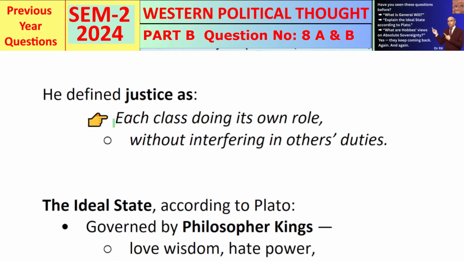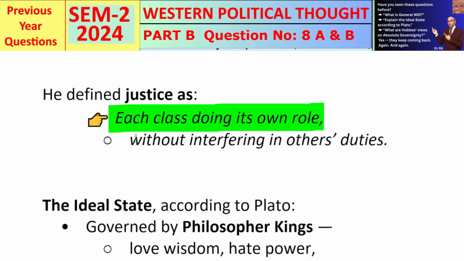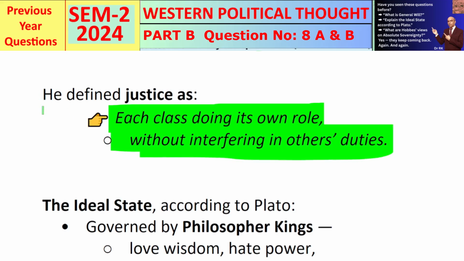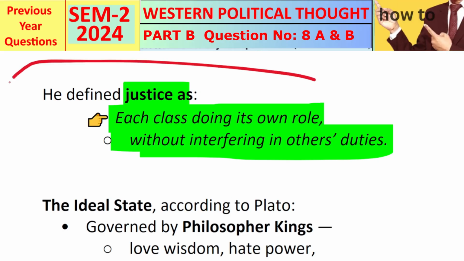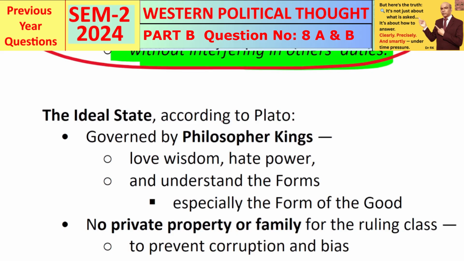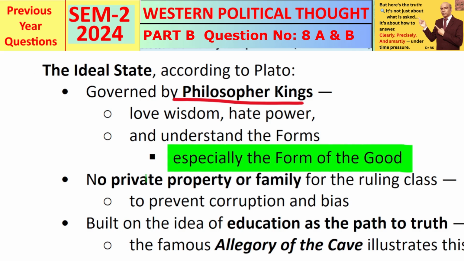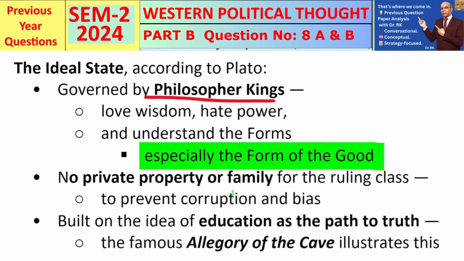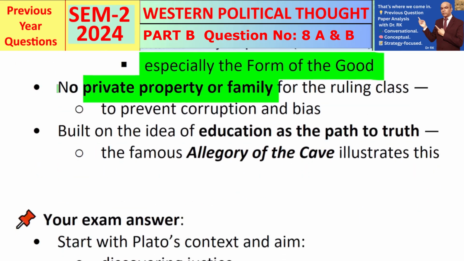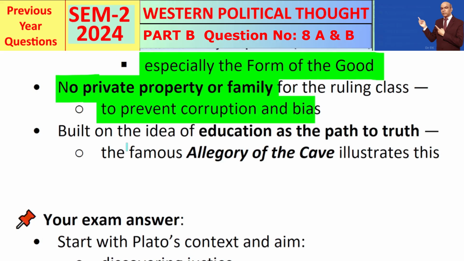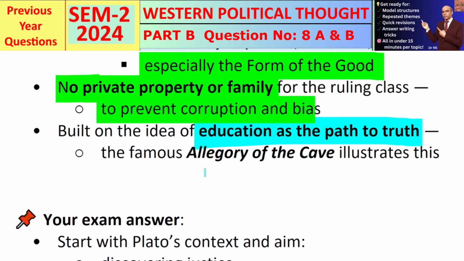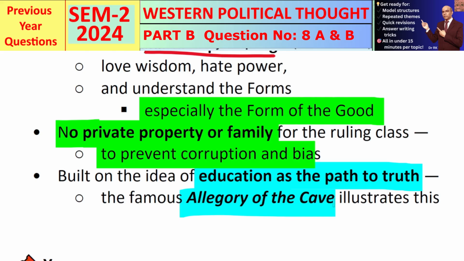Here is how he defined justice: each class doing its own role without interfering in others' duties. That's it. No modern legal jargon, just functional balance. The ideal state, according to Plato, is governed by philosopher kings, people who love wisdom, hate power, and understand the forms, especially the form of the good. They have no private property or family for the ruling class in the ideal state to prevent corruption and bias. An ideal state is built on the idea of education as a path to truth. The famous allegory of the cave illustrates this.